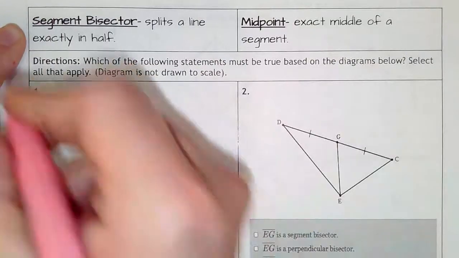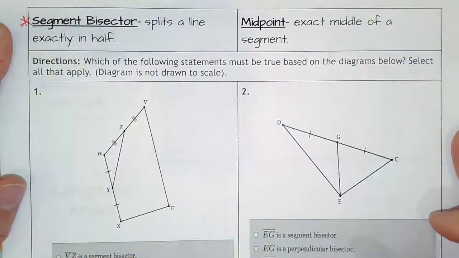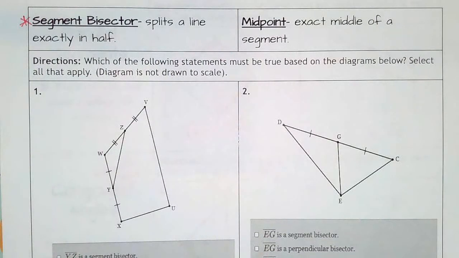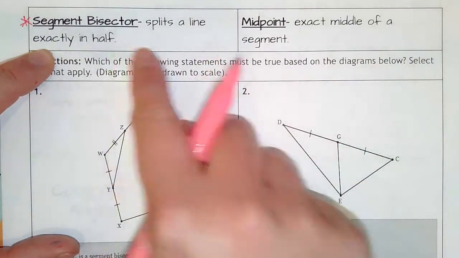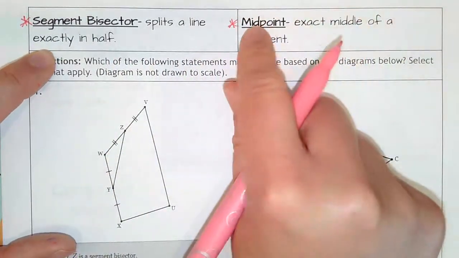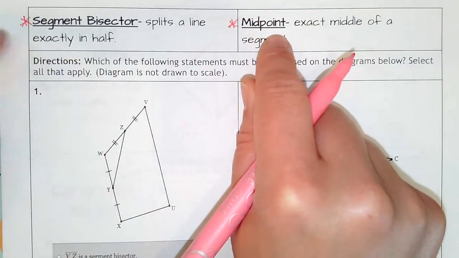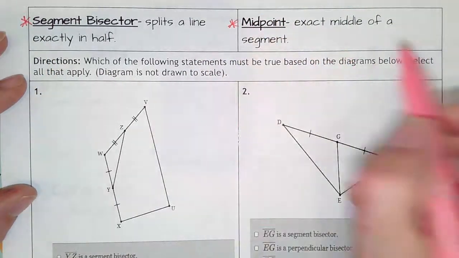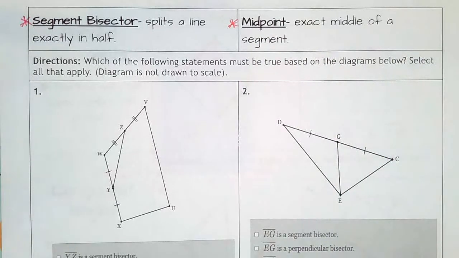The first thing you need to know the definition of is a segment bisector. Segment meaning a piece of a line. If you're going to bisect something, you're going to cut it in half. So it's going to split a line exactly in half, into two equal pieces. Versus a midpoint. Think middle. It's a point that's right in the middle of a line, the exact middle of a segment. So a bisector is a segment doing the bisecting. A midpoint is a point that's in the middle of the line. Do you get the difference between the two?